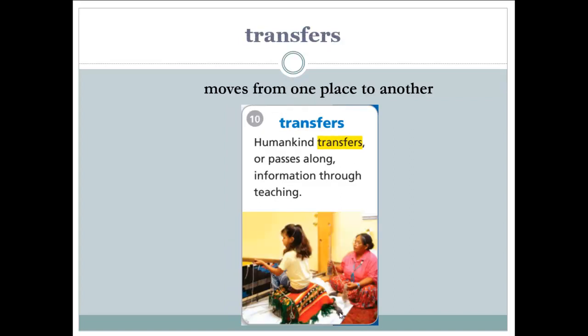The last word, transfers. So to transfer is to move something from one place to another. Humankind transfers or passes along information through teaching. So how do people transfer or move information from one person to another or one place to another? Through teaching.